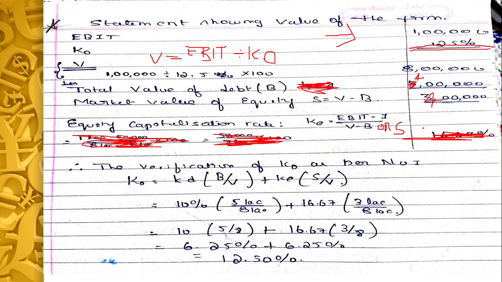You have 1 lakh of debt, and what is the rate of debt? Sorry, what is the debt you have? 1 lakh minus 40,000. 10% of 4 lakh is what? 40,000.